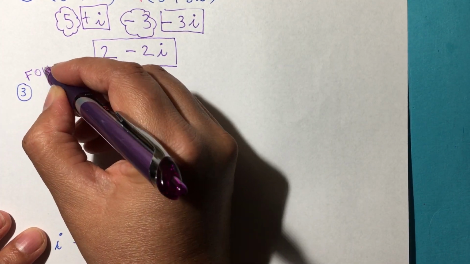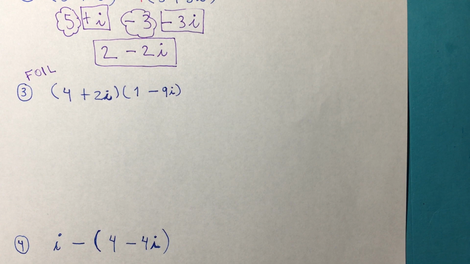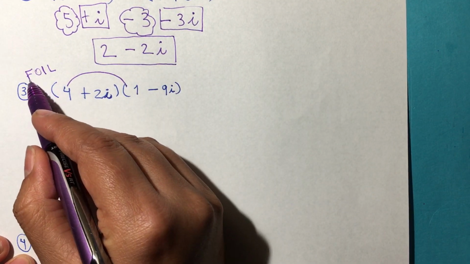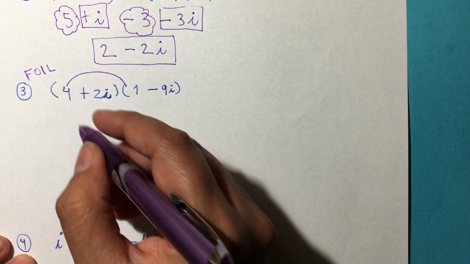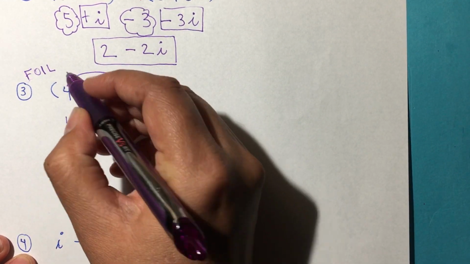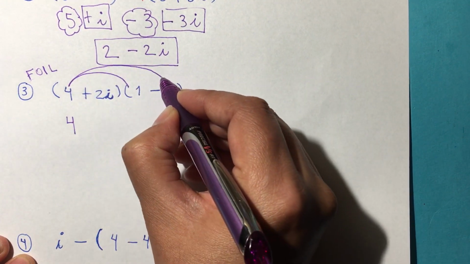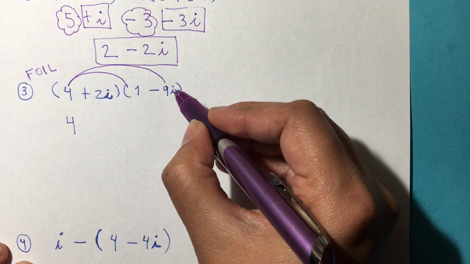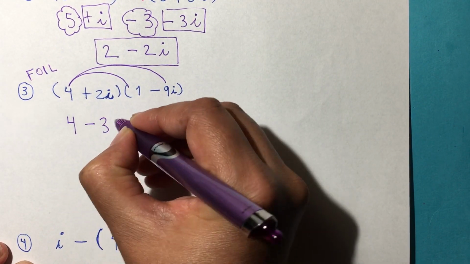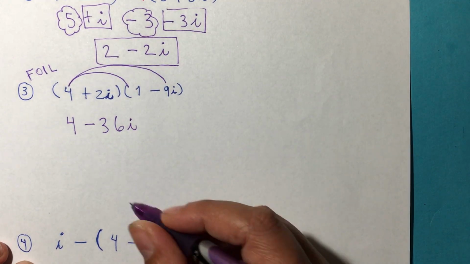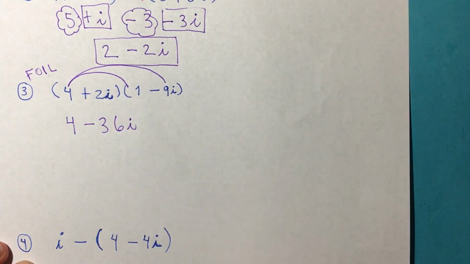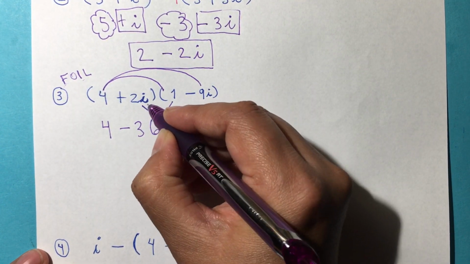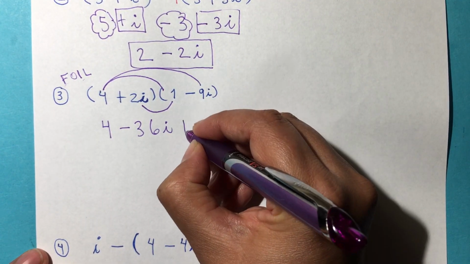FOIL, just like we do with polynomials. So 4 times 1 is the first terms in each parenthesis. 4 times 1 is 4. Then O stands for outside, so it's the terms outside of the parentheses. So 4 times negative 9i is negative 36i. Then I stands for inside, and so the inside terms, 2i times 1, is 2i.